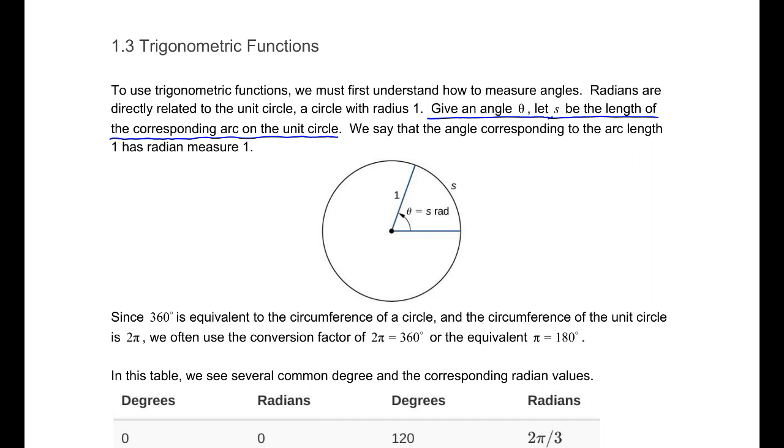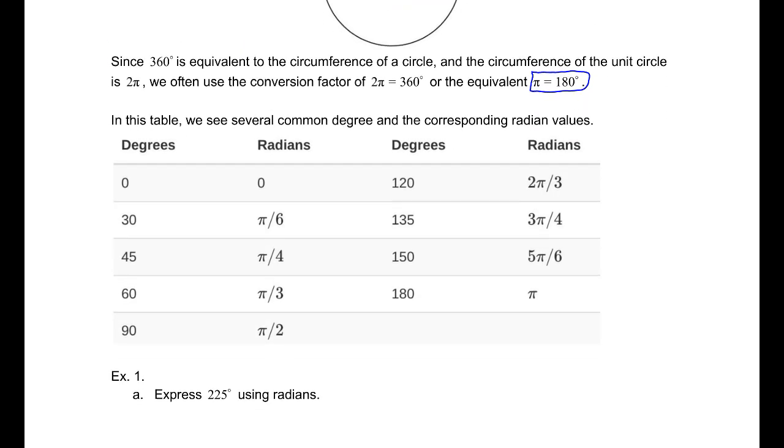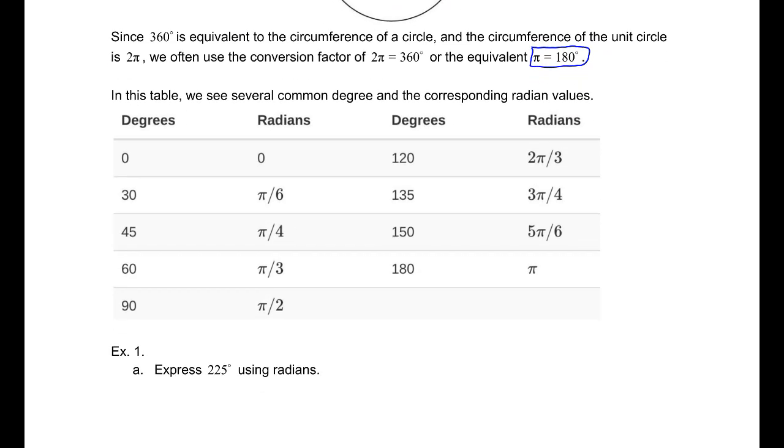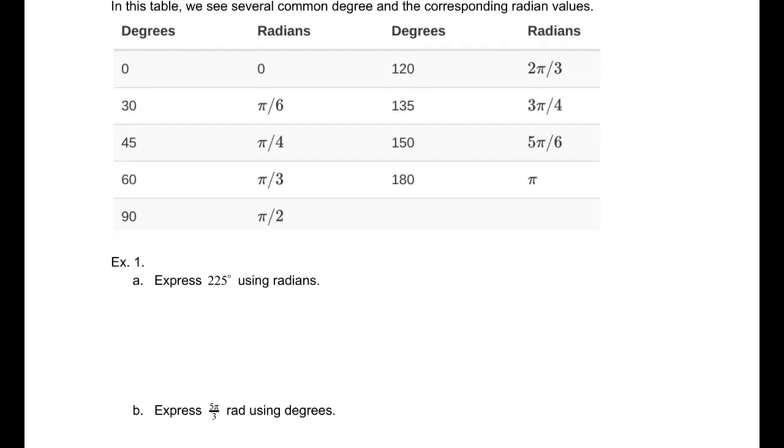Now, because the circumference of a circle is 2 pi, and 360 degrees is equivalent to that, we can often use the conversion factor 2 pi is 360 degrees, or the equivalent, pi is equal to 180 degrees. Now, here's a table with some common degree and radian values that go together. I'm not going to dwell on this. Look over this and be familiar with how these are located, because it'll make a difference as we go through the rest of this section.